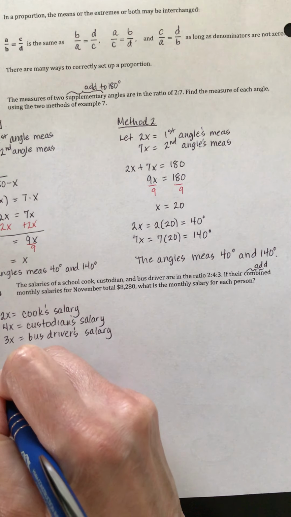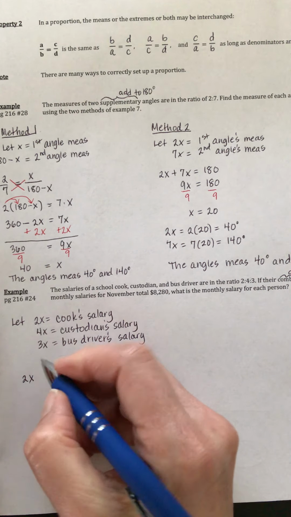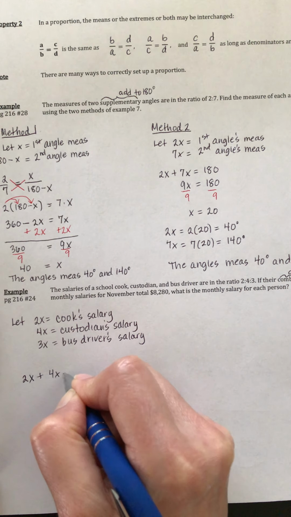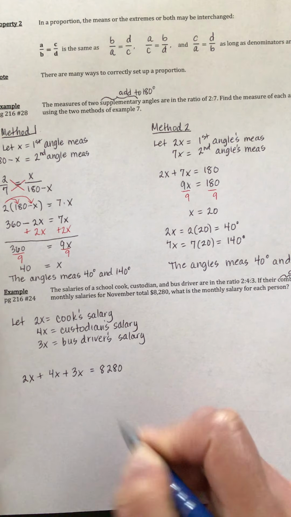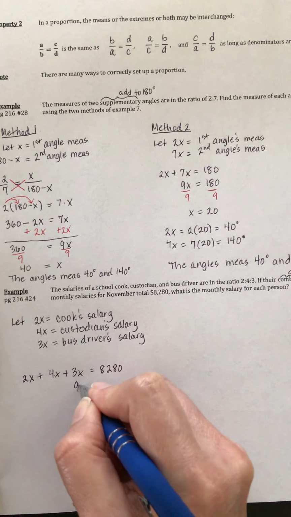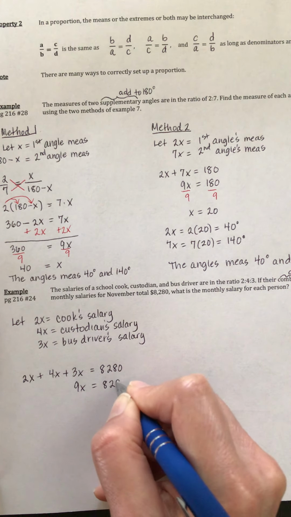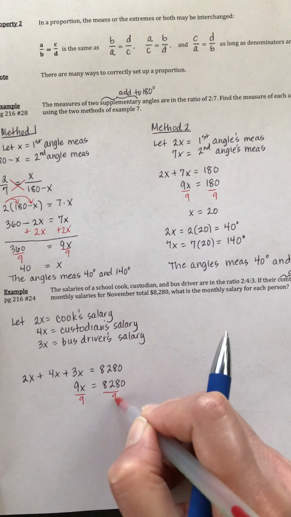So we're going to add these all up. 2x, let's move this over a little bit, sorry about that. 2x plus 4x plus 3x, and that will equal 8,280. Then we add these up. 2 plus 4 is 6, plus 3 is 9. And then we're going to divide both sides by 9.